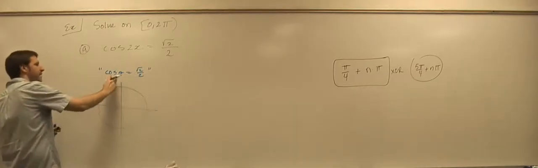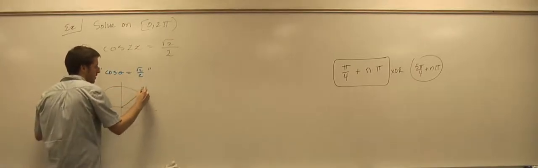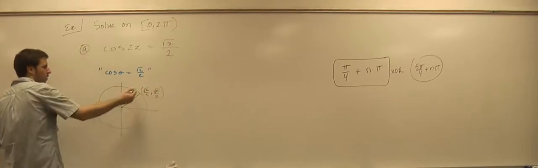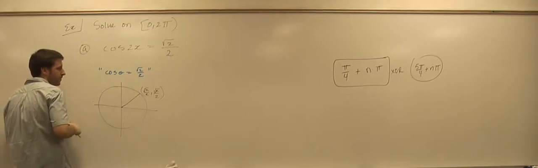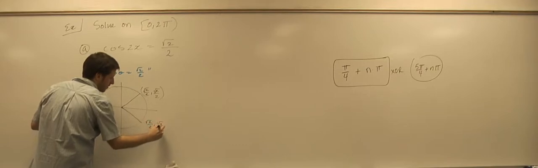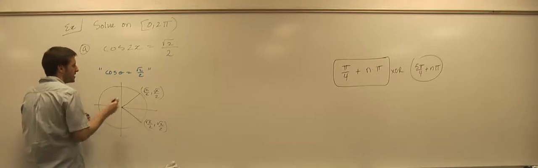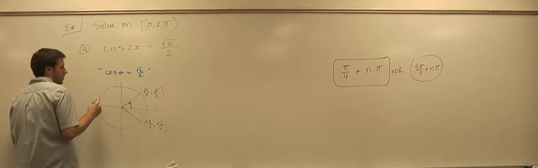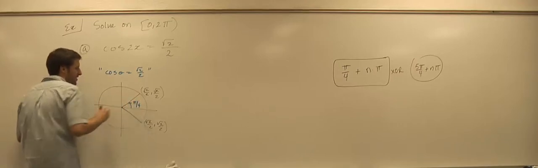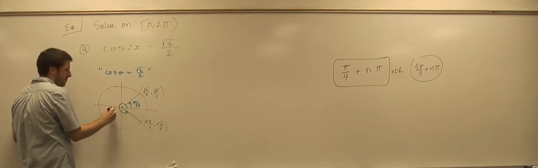and look for where the x value, because it's cosine, look for where the x value is √2/2. So either here, or what other quadrant? 4. 4, right down here. So on the interval 0 to 2π, this angle is π/4. And what's this other one? 7π/4.